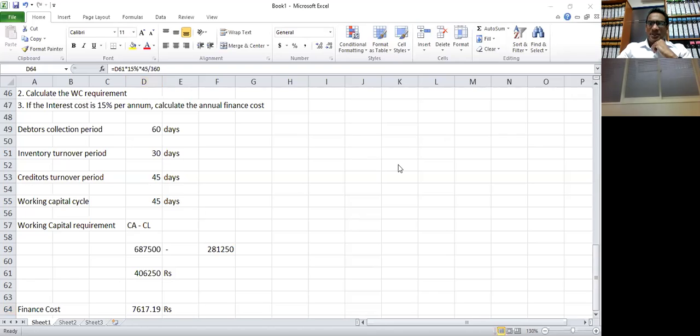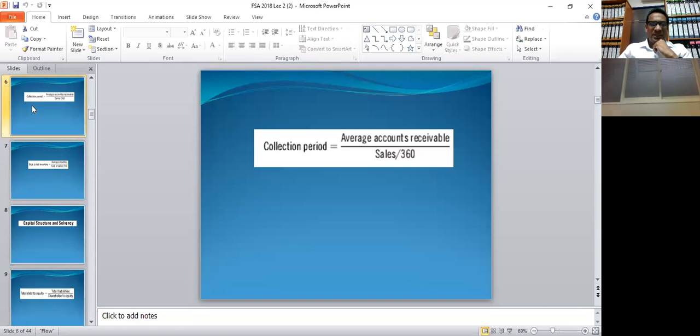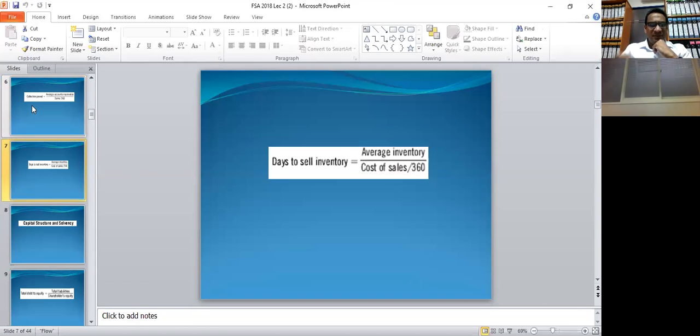That's about working capital, right? So now let's move into the presentation again. So after working capital, after these ratios, days to collection period, days to sell inventory, there should be another ratio which we discussed, creditors turnover period.